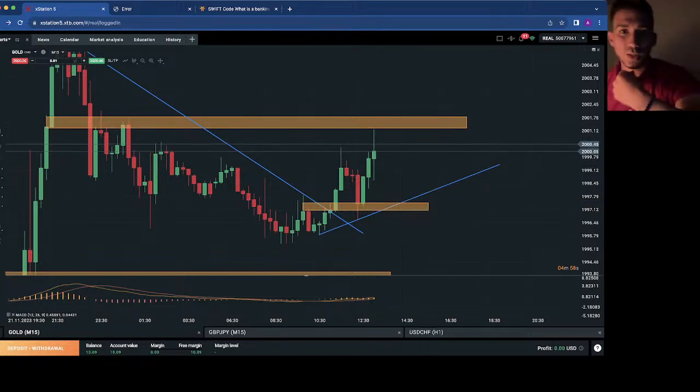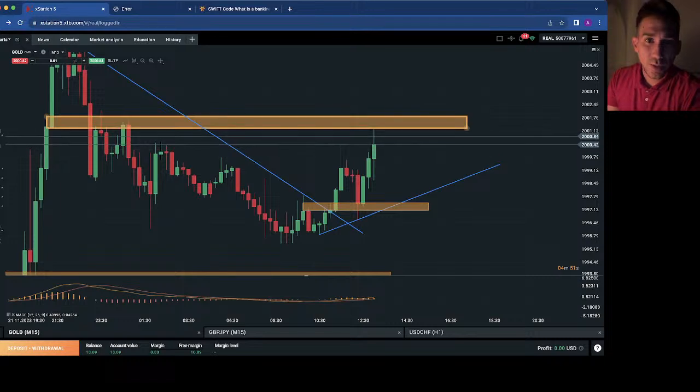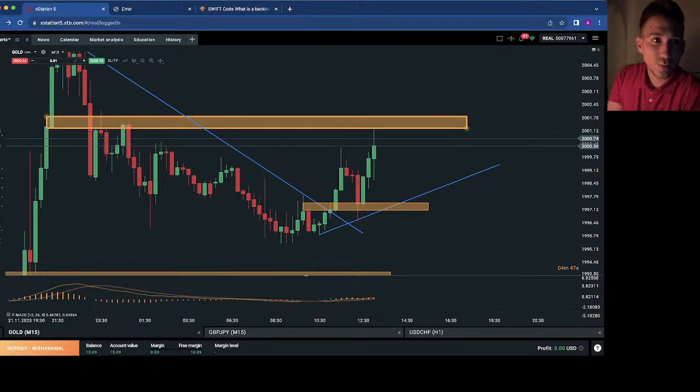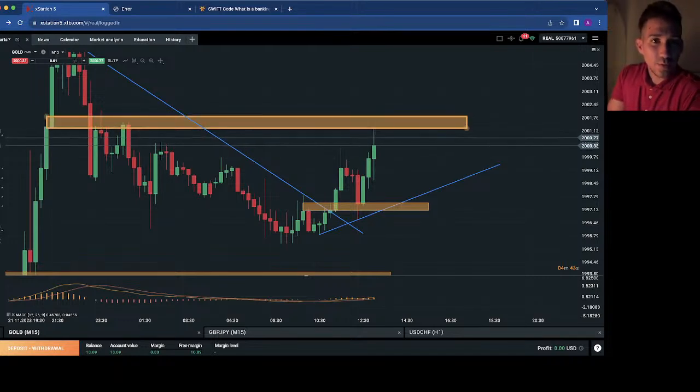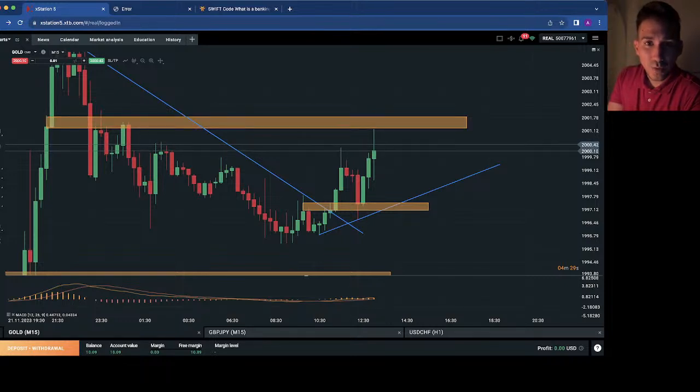There you go, guys. Look at that candle. Look at that rejection on this area. As I told you, this trap was there for a reason. So even though we have the support and resistance here, we have a much stronger trap order block here on this area that is making the price go lower.